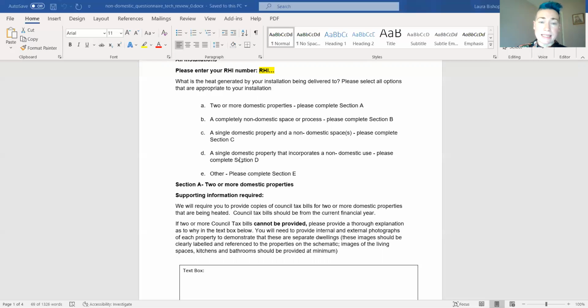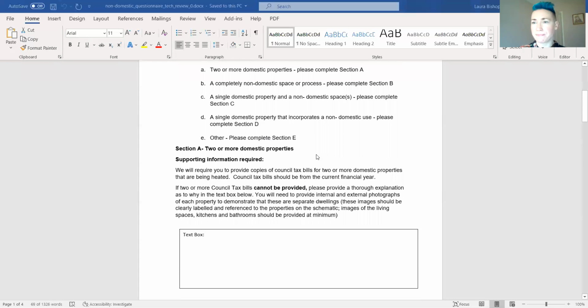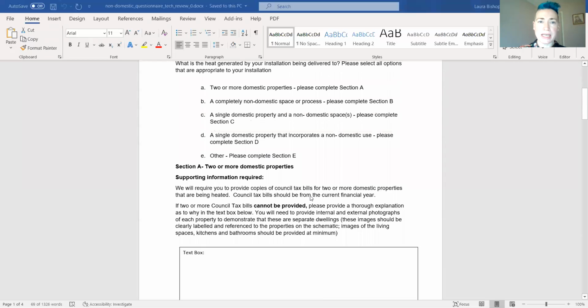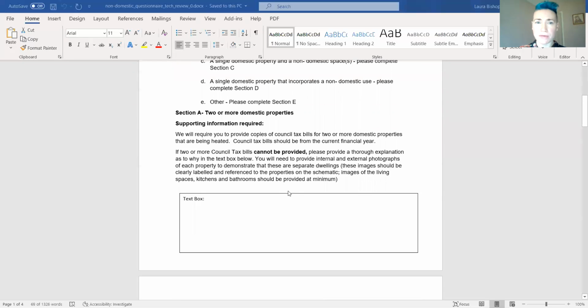Section D is a single domestic property that incorporates a non-domestic use. So that might be one building with an office. Again, this comes down to what's the heat demand for the non-domestic bit versus the domestic bit. They want to make sure that they're not paying non-domestic rates out on essentially a domestic application. And then section E, I've never filled in section E, but it's other. So I'm just going to go through sections A, B and C, because these are the ones that are most common. These are the ones I've done most.